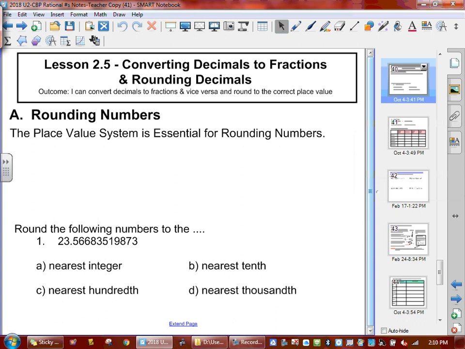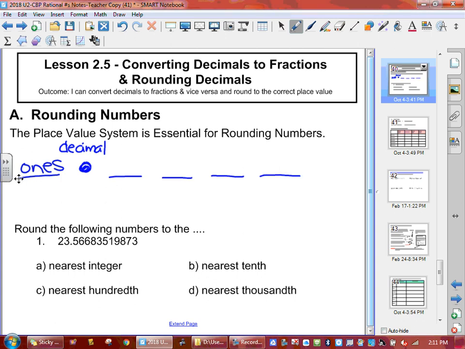Okay, this is unit 2, lesson 5, 2.5. We're talking about the place value system because we have to know the place values in order to round our decimals. So, our place value system, we're going to start over here with our 1s. Then we're going to put our decimal. After the decimal, we're going to draw 4 lines.